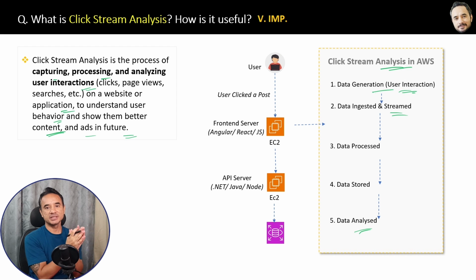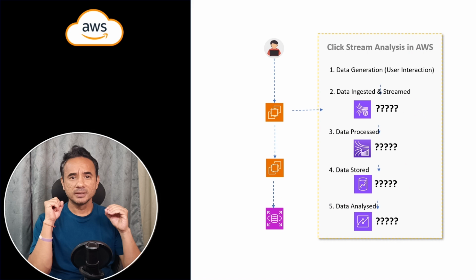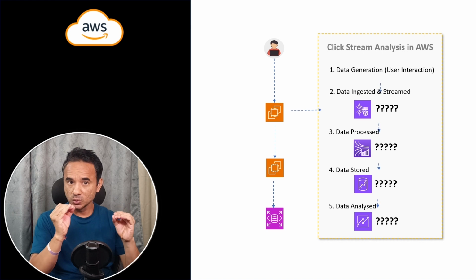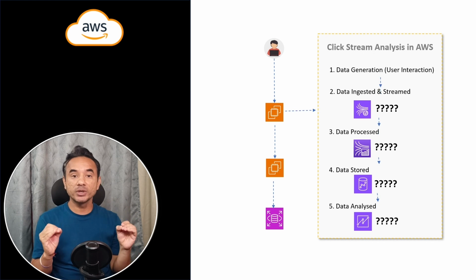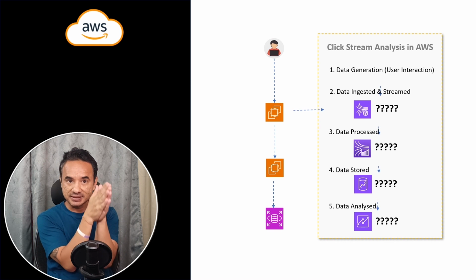Now the main question is, what are the tools which AWS provides that will help you in performing these steps for click stream analysis? I will show you those tools in the upcoming questions one by one. Now if you understand this video, then there are AWS tools which will help you in performing each step of click stream analysis like this.